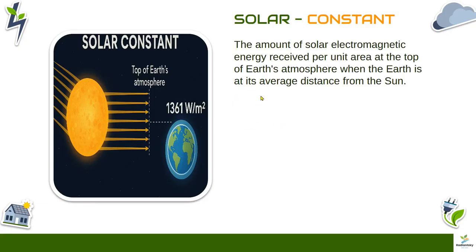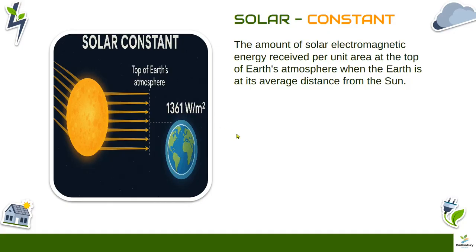So, solar constant is talking about the amount of electromagnetic energy received per unit area at the top of Earth's atmosphere, when the Earth is at its average distance from the sun. The amount of sun that reaches this top side, not the Earth's surface itself, but this top side, this surface area, the amount that reaches it. So when the sun is at average distance from the Earth, the amount that reaches this area is what?